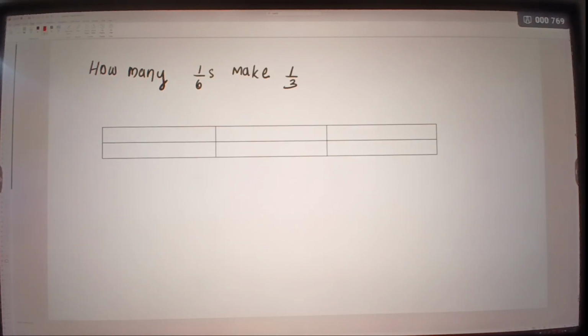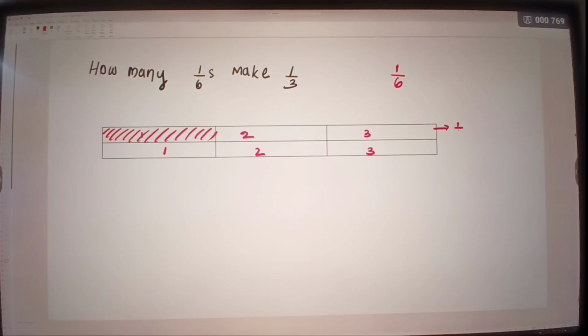Okay, so now look here. How many 1/6 make 1/3? From 1/6, you want to figure out how many make 1/3. So 1/3 means 1, 2, 3, 1, 2, 3. So this is 1/3. This is 1/3.